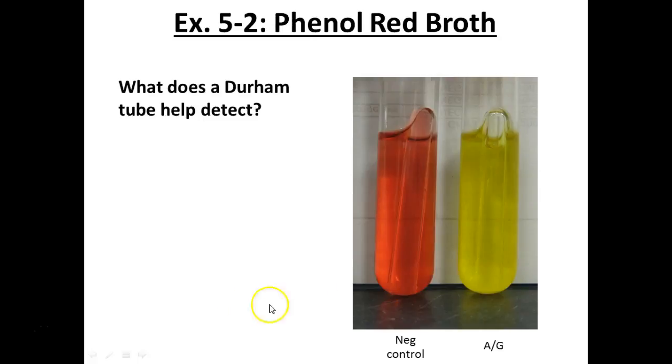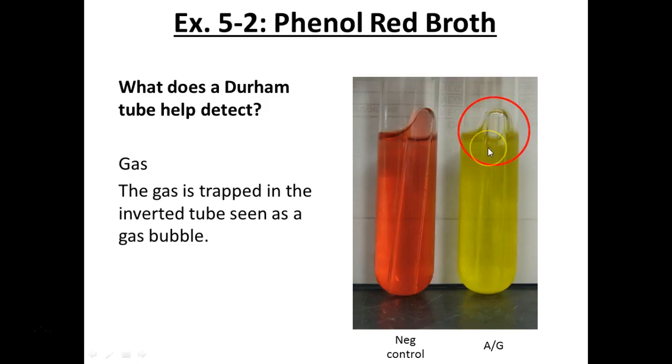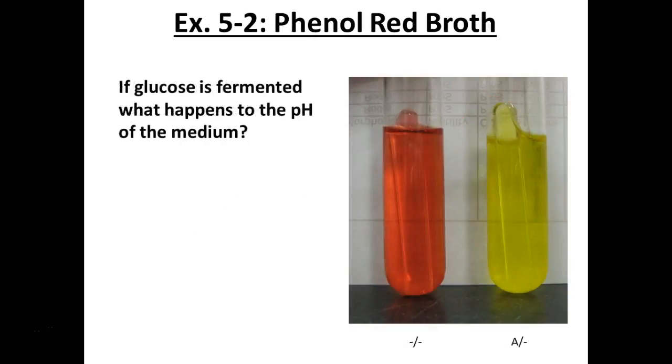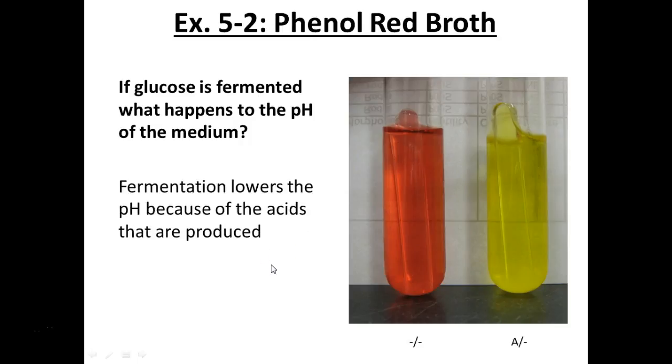What does the Durham tube help us detect? The gas, right? And again, we don't know if it's hydrogen or carbon dioxide, and it could be both. If glucose is fermented, what happens to the pH of the media? It drops, right? So it's going to turn yellow. So that's our yellow tube. We know fermentation happened, because acids were produced because it's yellow.